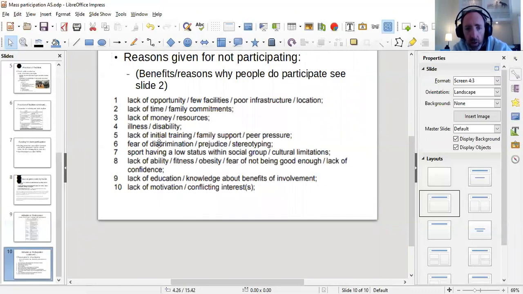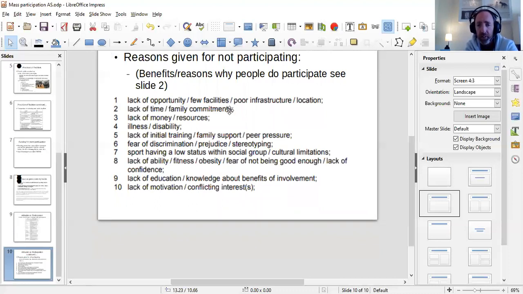Finally, I'm going on to the reasons given. This was another exam question: reasons why people don't participate. So people don't participate because of a lack of opportunity. A lot of these link back to the last slide we were just looking at.